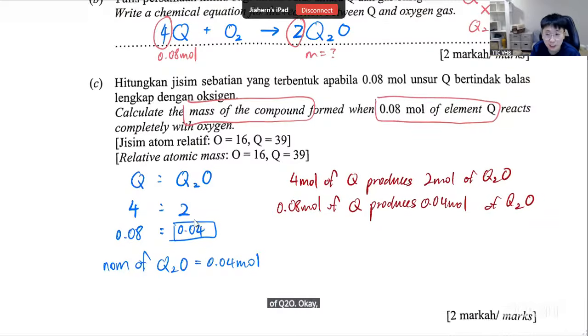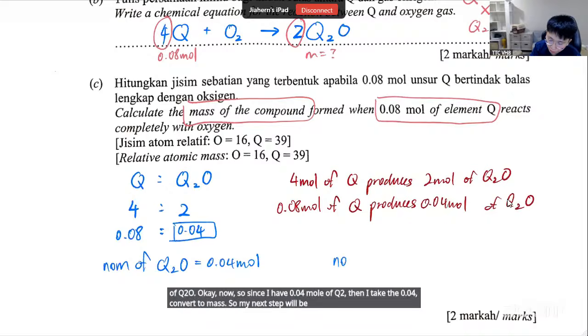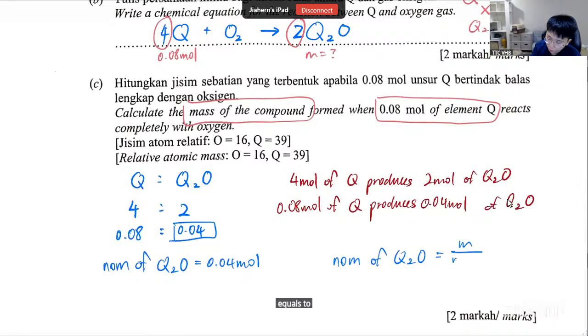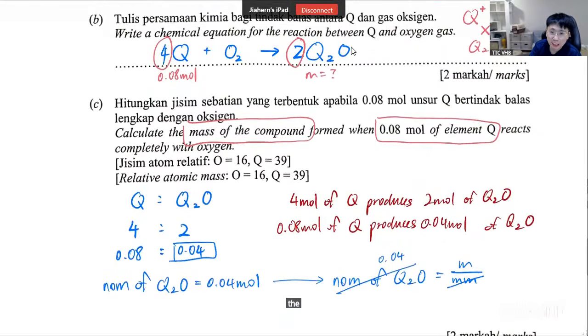Now, since I have 0.04 mole of Q2O, I take the 0.04 and convert to mass. My next step will be number of mole of Q2O equals mass over molar mass. The number of mole that we found here, put in 0.04. And the molar mass follows the formula of the compound. It means if you write the wrong formula in the equation, then it's game over. You know why? Because your equation is wrong, your molar mass calculation will also be wrong.